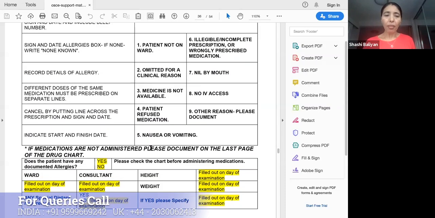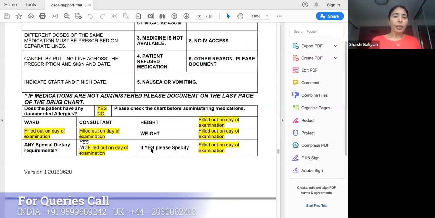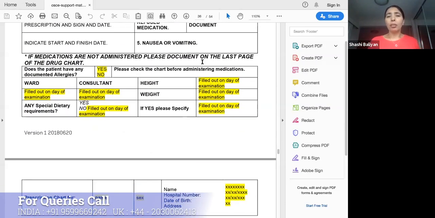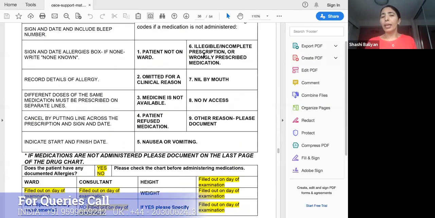Okay. So then you come over here. If the medication is not administered, please document on the last page. So the last page of the drug chart is going to be over there. Against the medication, you will write number 1 and sign, but at the back of the page, you are going to give the detail of this.